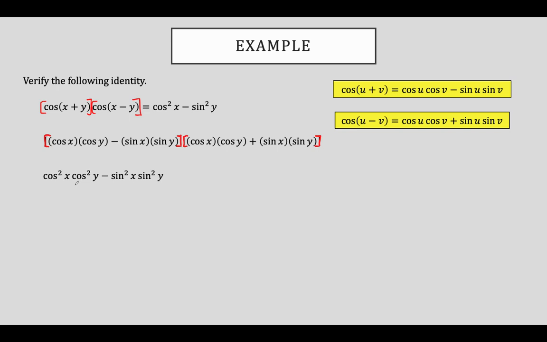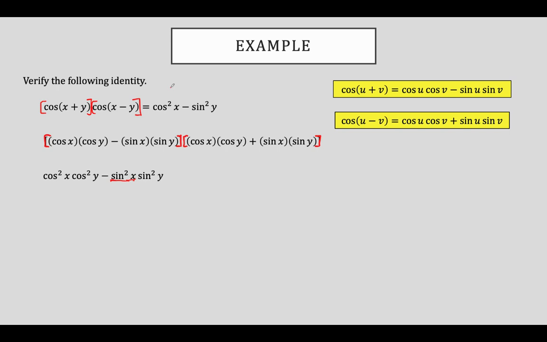We get cosine squared x cosine squared y minus sine squared x sine squared y. We're getting there. Let's take a look at what we want in our final answer. We want cosine x's and sine y's. Here I've got a cosine x. That's a good thing. But here I also have a sine x. That means I want to rewrite this portion, this sine x, in terms of cosines.